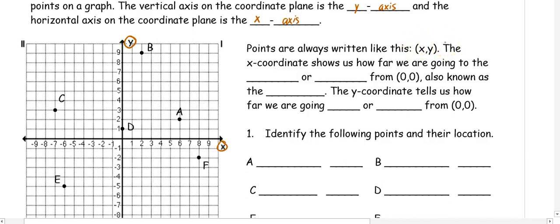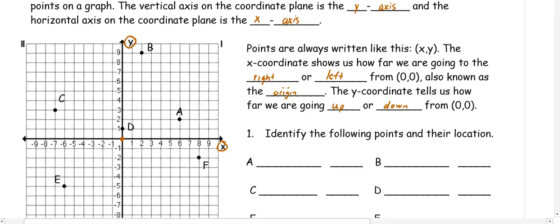The x coordinate shows us how far we are going to go to the right or to the left of 0, 0, also known as the origin. So 0, 0 always starts in the middle of the graph. And then the y coordinate is going to tell us how far we're going to go up or down from the origin. Wherever those two grid lines meet, that's where we're going to put our point.